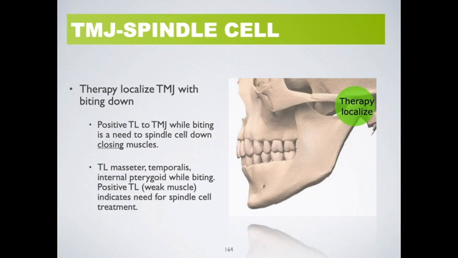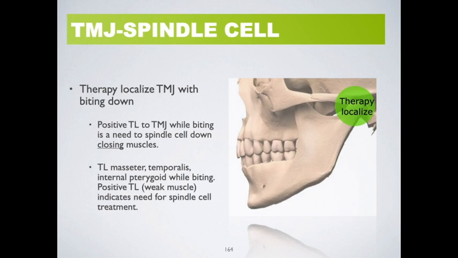The patient is still there. You can see where the green circle is. It says therapy localized. That's where they're still TLing the whole time. Have the patient bite down while they're TLing. That's going to be a need to spindle down the closing muscles.